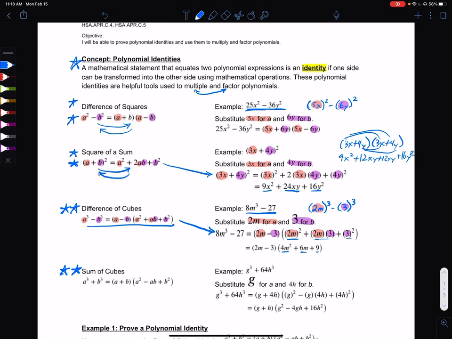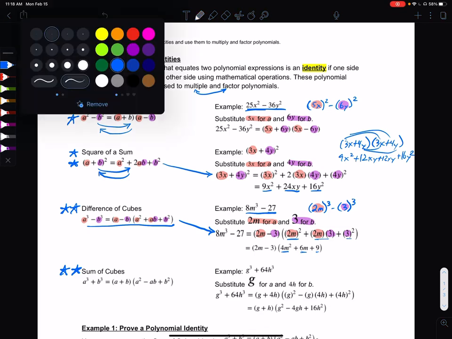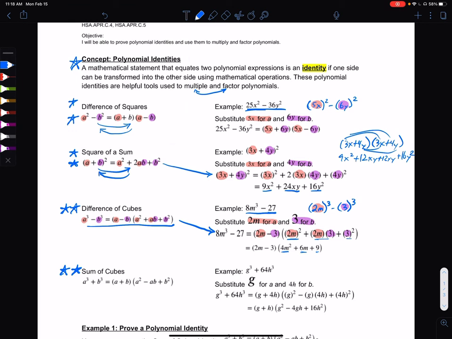Because otherwise, let me write this out real quick. One, I wouldn't even know where to begin factoring this. 8m cubed minus 27, I wouldn't even know where to go. But let's say we had it the other way around. If I had this 2m minus 3, and then the 4m squared plus 6m plus 9, I would need to distribute all of this. I'm going to wind up with 6 different terms here. I'm going to have to combine like terms, and make sure I don't make any mistakes with that.